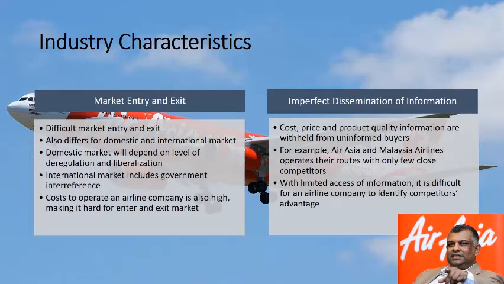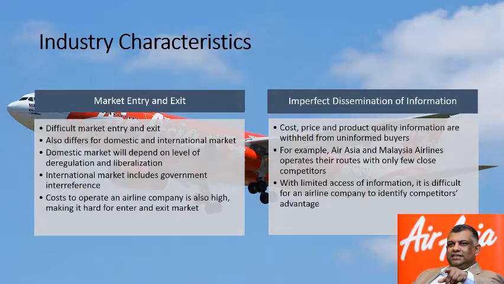Thirdly is the market entry and exit. In the airline industry, it is very difficult to enter and exit the market. It also differs between the domestic and international market. For the domestic market, it depends on the level of deregulation and liberalization. As for the international market, it includes government interference. For example, every country has its own rules and regulations. Lastly, the cost to operate an airline company is also very high, making it hard to enter and exit the market.